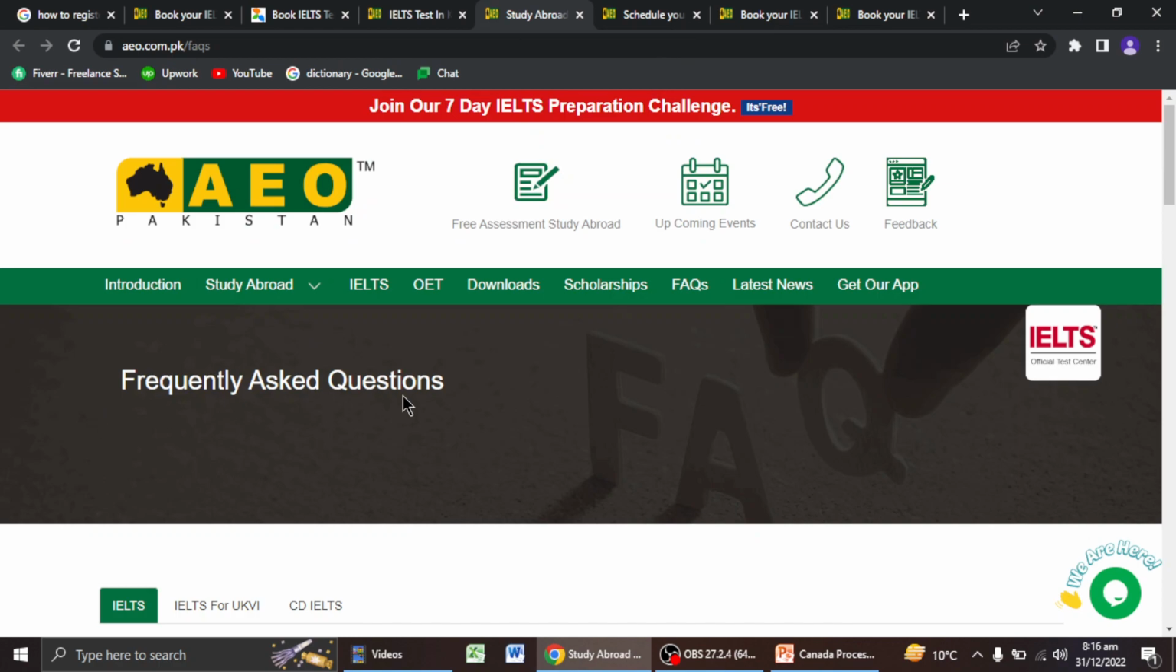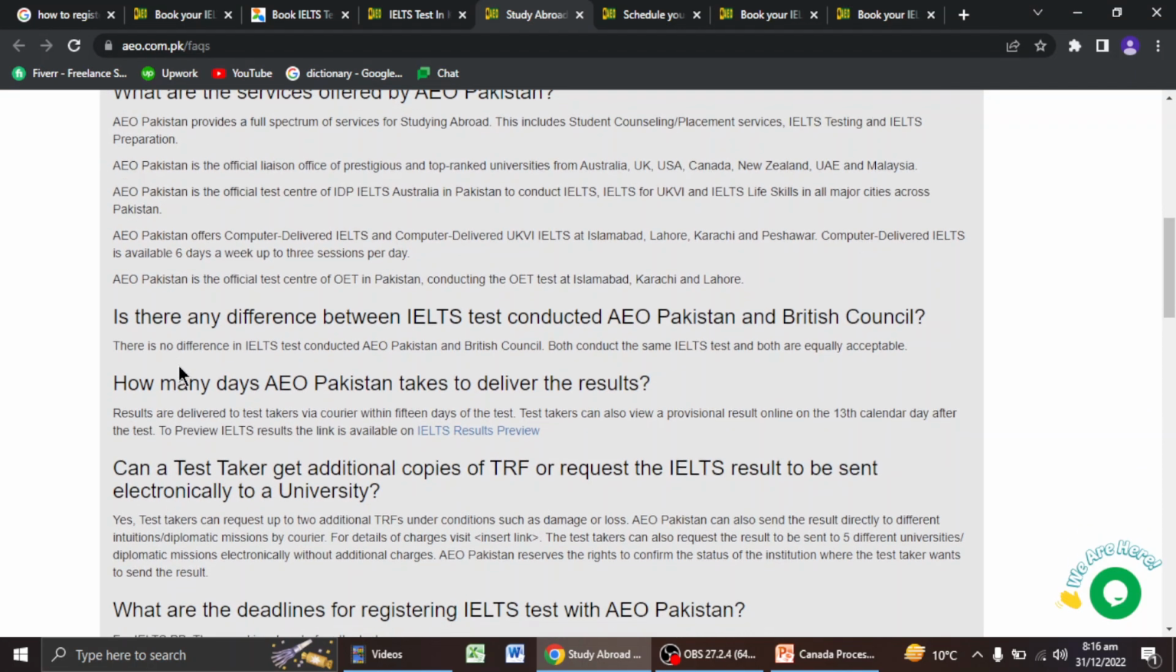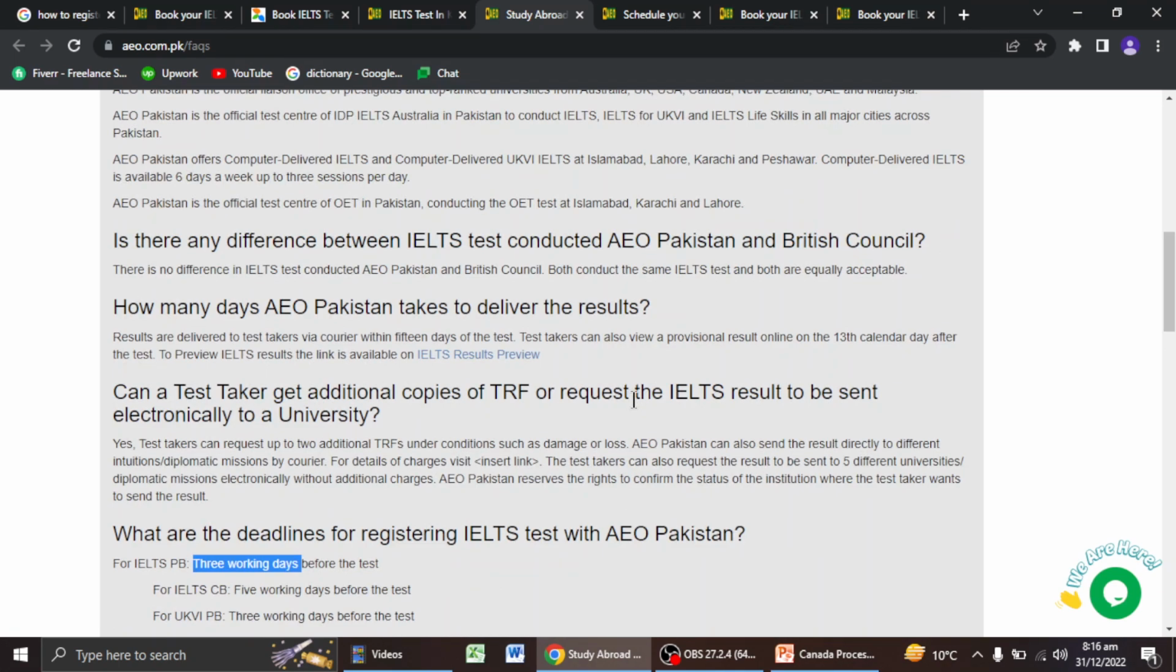So moving on, these are the frequently asked questions about us. Now most people don't bother with these, but these have some amazing information, I believe. For example, what are the deadlines for registering for the IELTS test? Many people don't know this because their deadlines approach and they're not really clear. So this clearly says that this is for IELTS PB, but for other IELTS as well, all the deadlines are subject to the availability of the test. But it is better to have this deadline in mind: 3 working days before the test. So you should be clear about it, right?